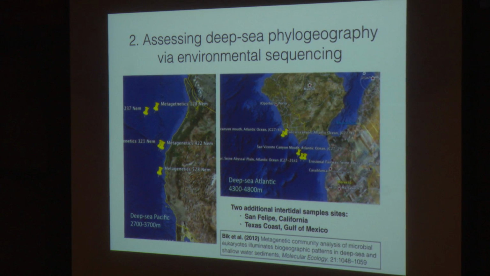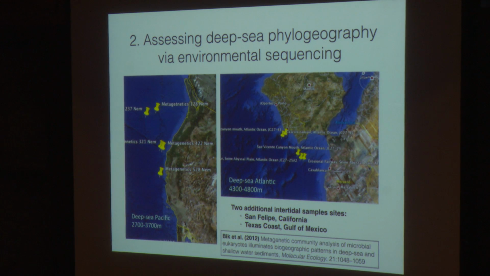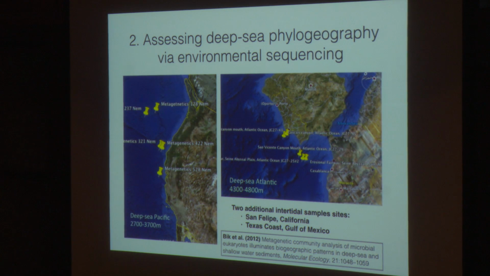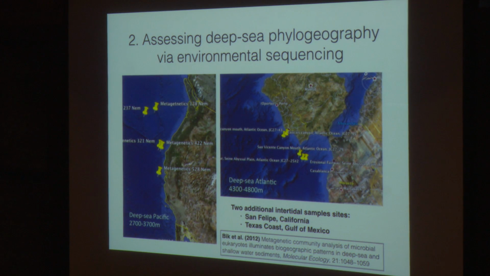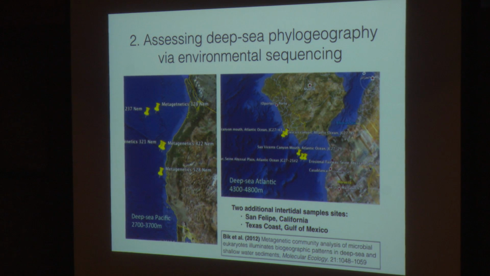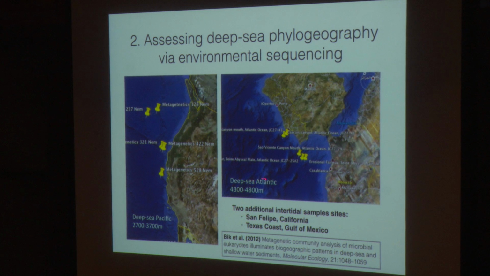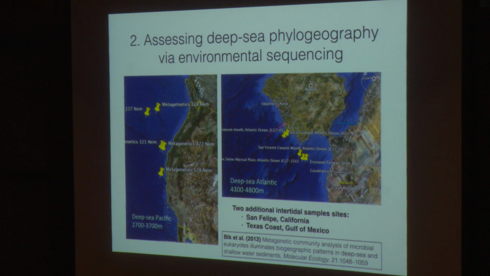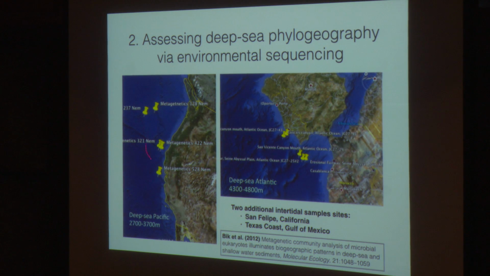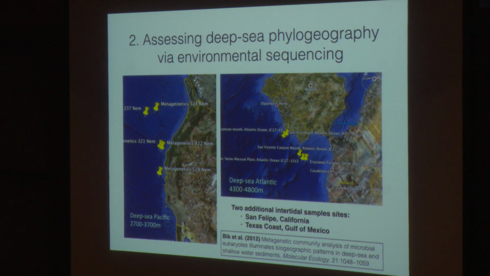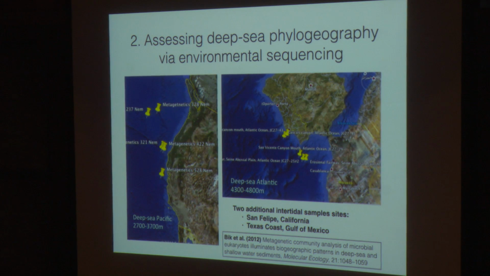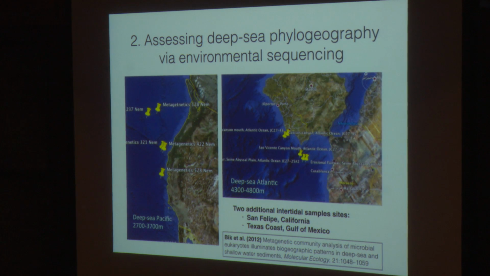And to talk about some of the things we've been doing with these environmental studies, I'm going to focus on work we did published in 2012 in Molecular Ecology that was asking about how we can use environmental sequencing to look at global patterns in deep sea phylogeography. And for this study, we had 12 samples. We had 5 samples in the deep sea Atlantic off the coast of Spain, 5 samples off the coast of California here, and we supplemented that with 2 additional sample sites in California and the Gulf of Mexico to represent vaguely geographically proximate sites.